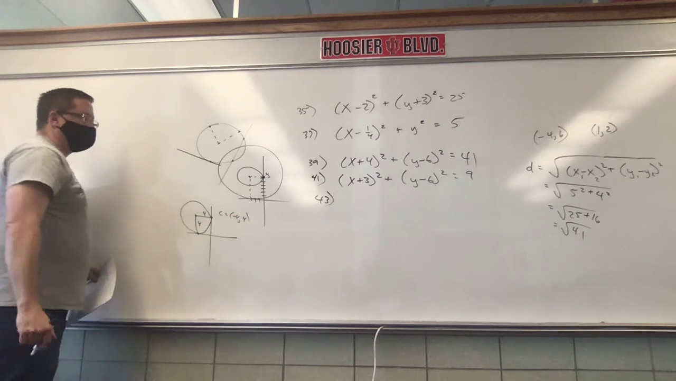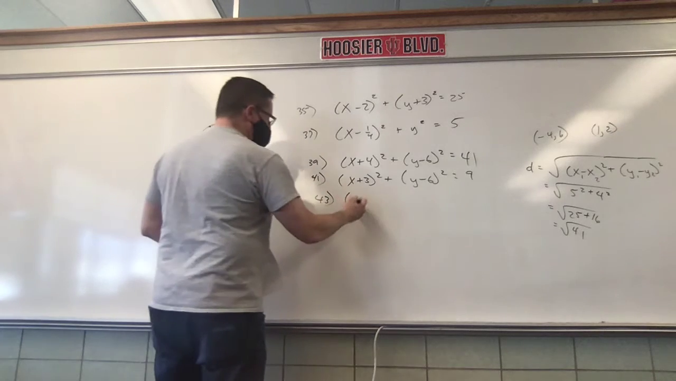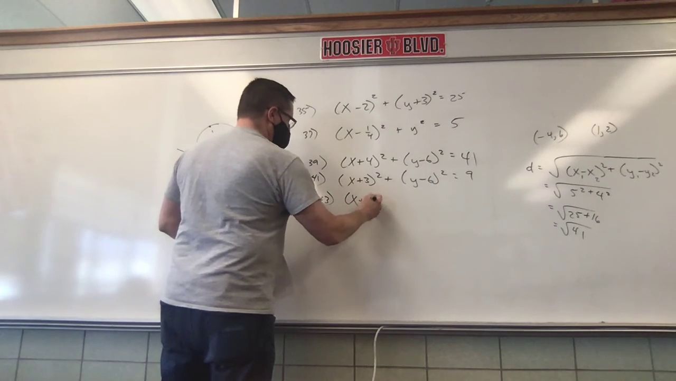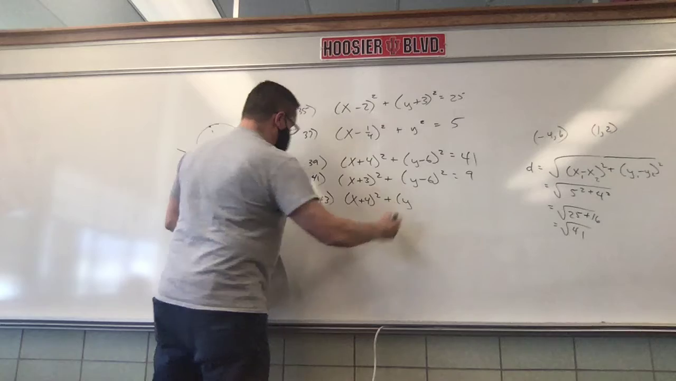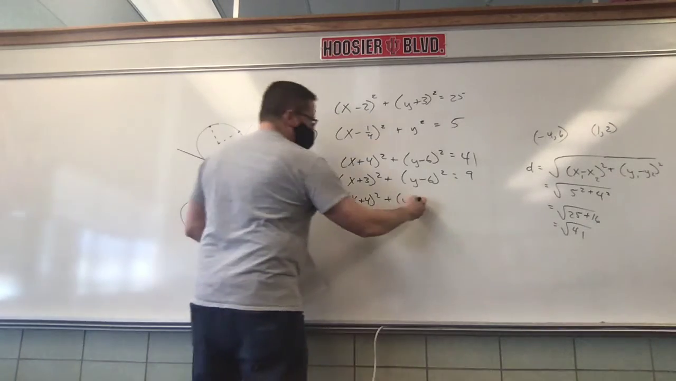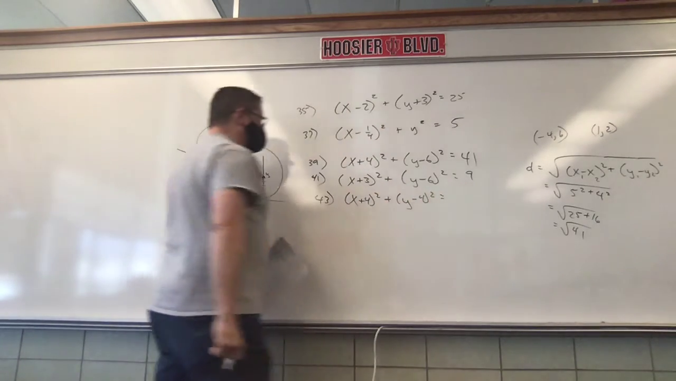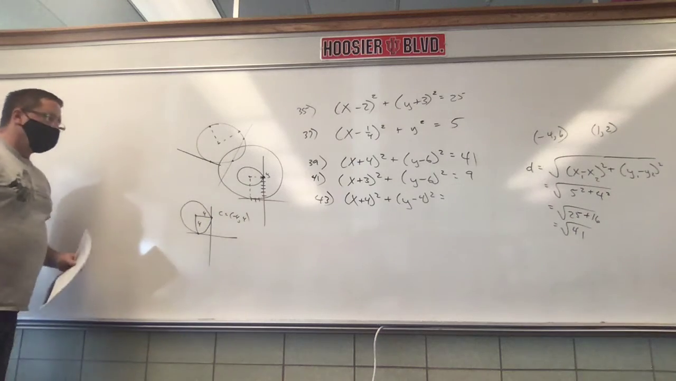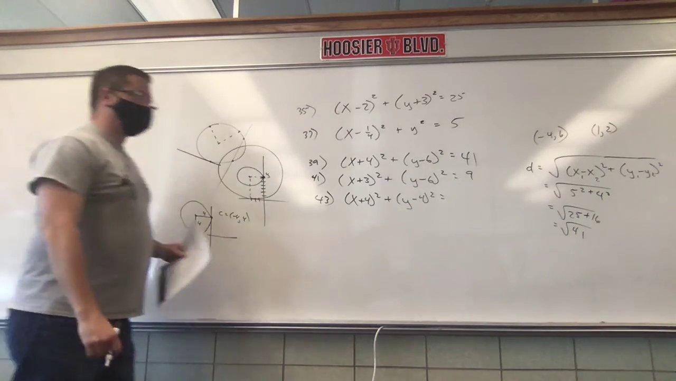Left 4, up 4. So my equation is going to be x plus 4 squared plus y minus 4 squared equals what, 4? 4 squared, 16.